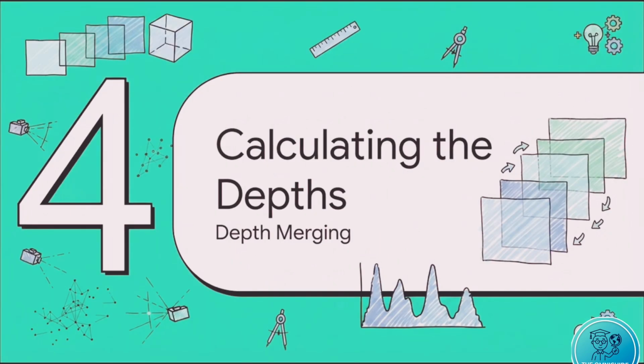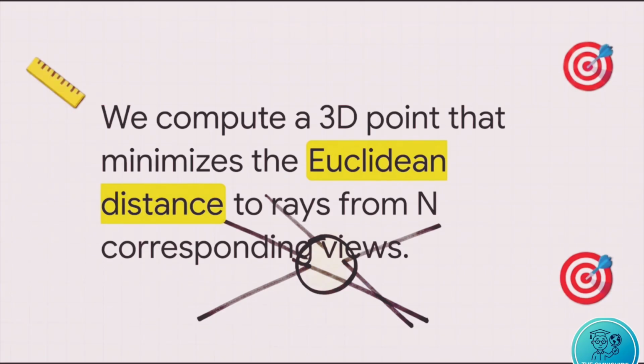Which brings us to step 4, calculating the depth. After slicing the image 20 times, how does it actually lock in the final depth of a segment? It uses depth merging. Think of it like this. For a single segment, the system draws a 3D ray from the camera's optical center straight through that segment on the image plane. And it does this for all the neighboring views that can see that exact same segment.